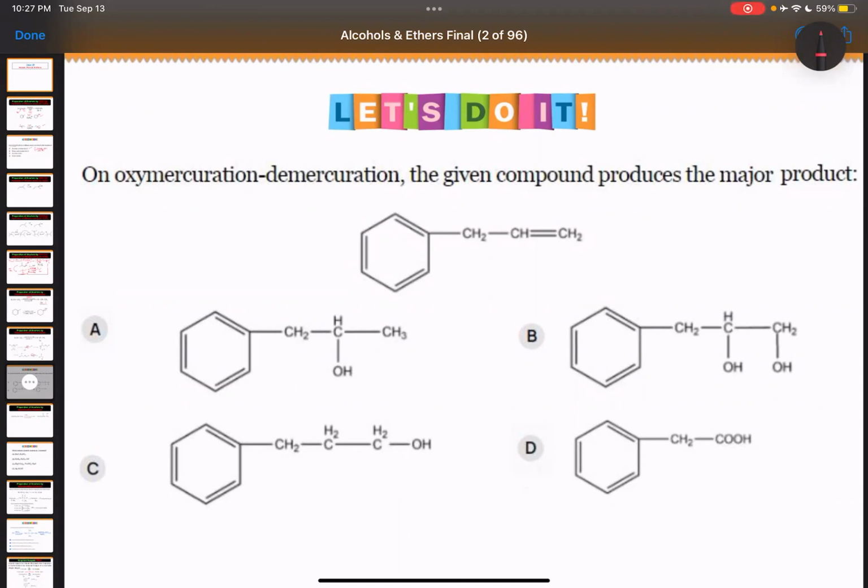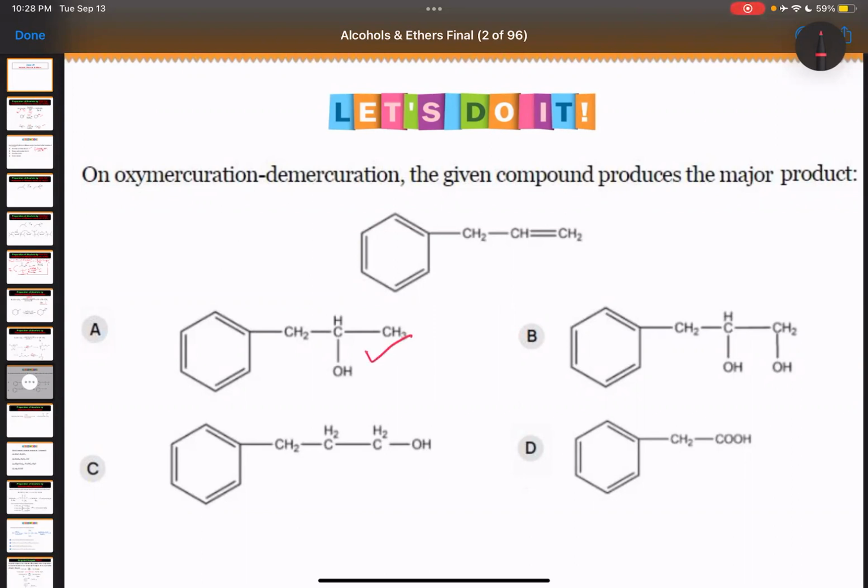Yeah, Nabil, what's going to be the answer to this one? Oxymercuration, demercuration. The complete reagent is not written, just the name is written. Yeah, A is the answer, right?